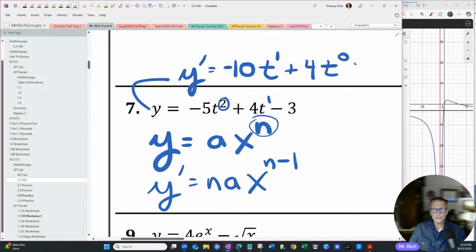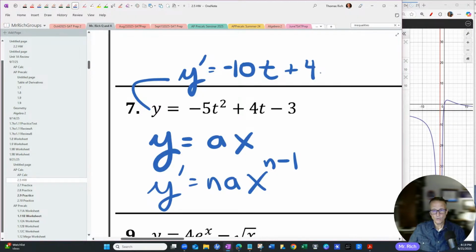Now t to the 0 is just 1. Anything to the 0 power is 1, so we really don't even write that. So this is what we would call a linear term. When you take the derivative of a linear term, the answer is just the coefficient, the 4 that's in front. And anytime we take the derivative of a constant, it's 0. So the derivative of the function that we started with is negative 10t plus 4.